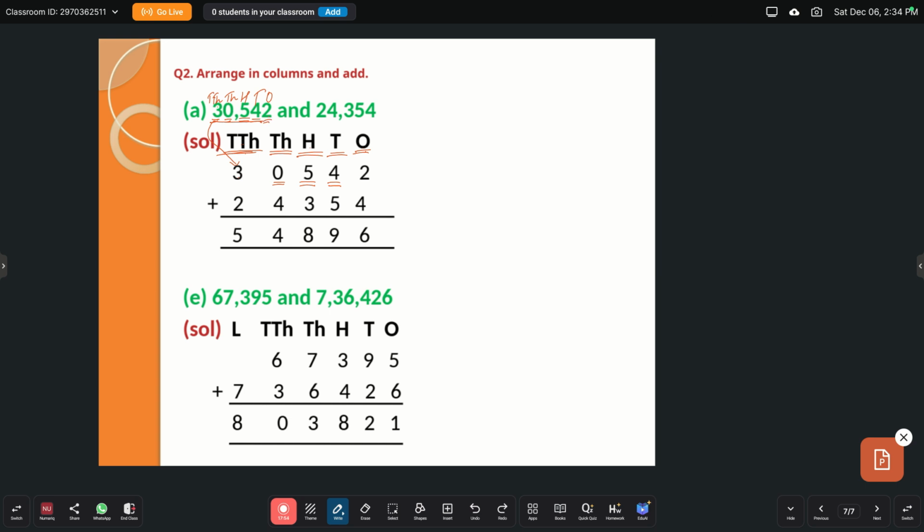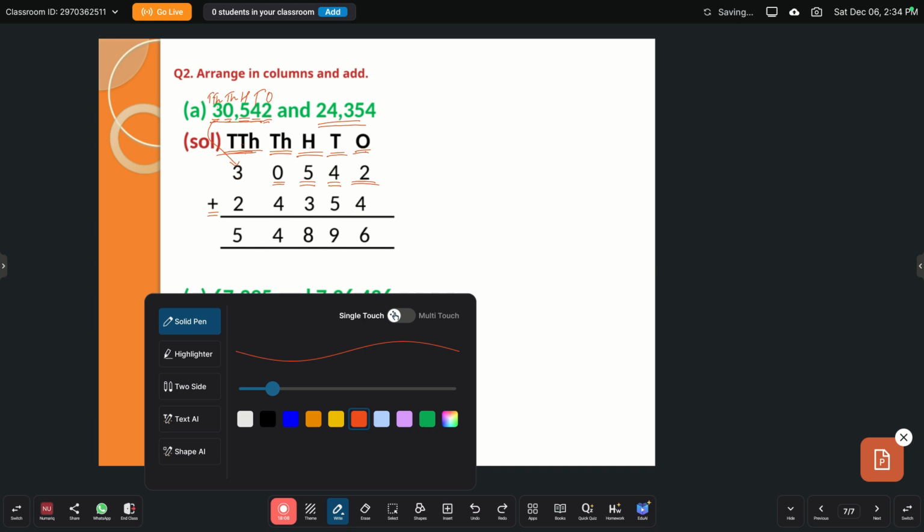2 is at ones place. I will write this 2 in the ones column. Okay, beta? Now, I have to add, so I will put the symbol of plus here. Again, for doing this, I will check the places of it.